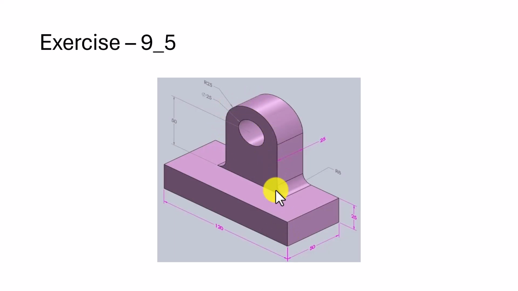Then you can create this profile along with the circle at the center, and you can extrude it for the given distance of 25 mm to create the top feature, and the fillet can be achieved by using the fillet command. Now let's try to create this three-dimensional solid by using Autodesk Fusion 360.